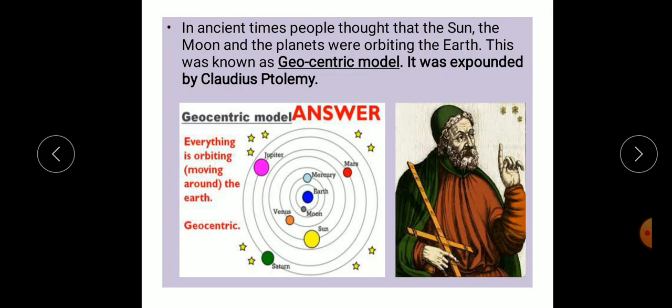You can see in the image, students, in this solar system, the earth is the center of the solar system, and the moon and sun are revolving around the earth. That model is called the geocentric model, proposed by Claudius Ptolemy.